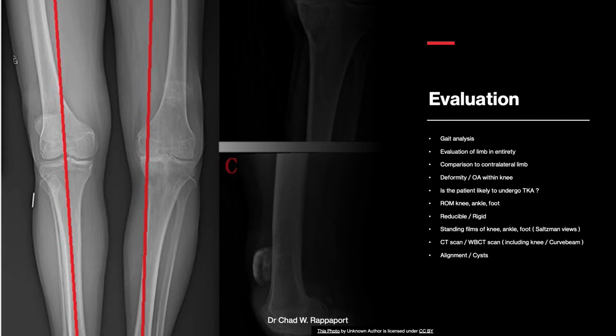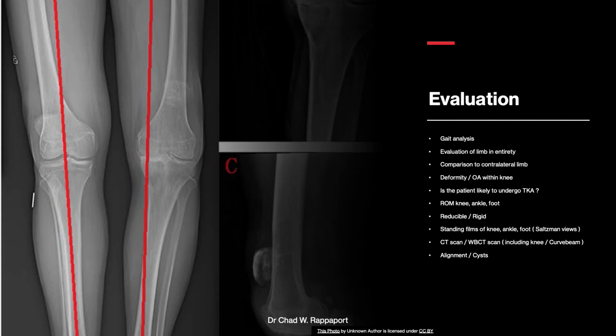CT scan is essential, in my opinion, as well, and certainly with the advent of weight-bearing CT scans, this can give us more detailed information regarding the patient's deformity, particularly if it can include the knee. At the time of this presentation, the curved beam weight-bearing CT scan is the only one that can include the knee. But just in general, CT scans can give us more specific, detailed information about the alignment of the limb and the aforementioned joints, but probably most importantly, it can give us information with regards to the bone quality within the limb, which often cannot be seen or underestimated with plain films.